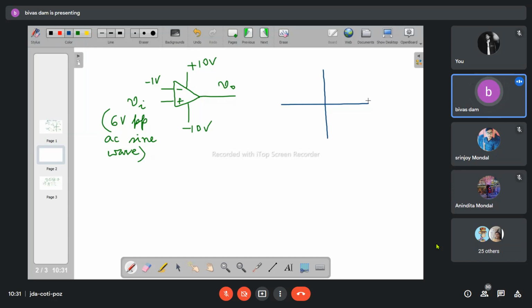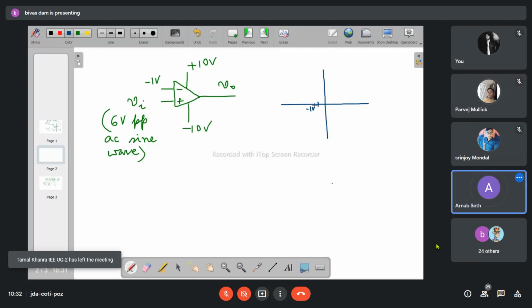By the way, is it inverting type or non-inverting type of comparator? Non-inverting. So what is the reference voltage here? -1 volt. So let me mark that -1 volt point. Now, as it is a comparator, the two output voltage levels will be plus 10 and minus 10, -10 volt.